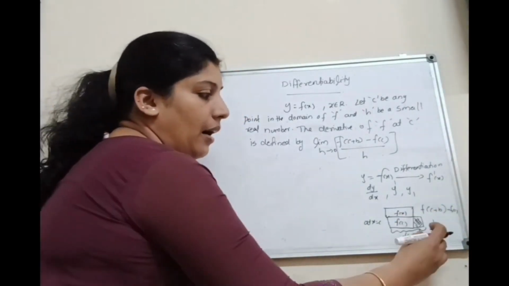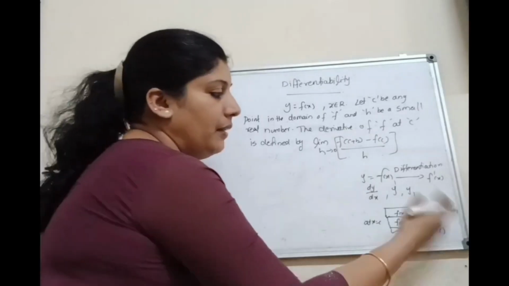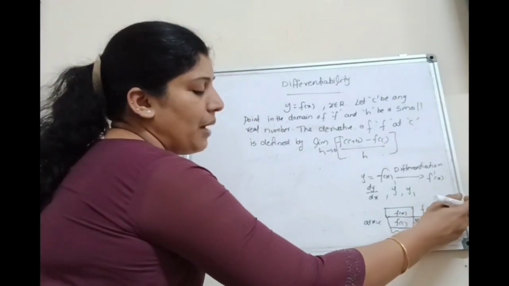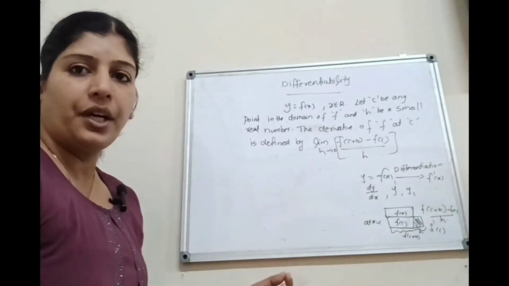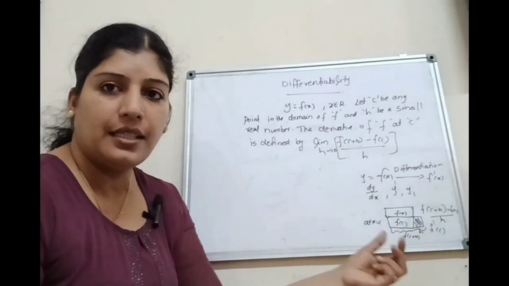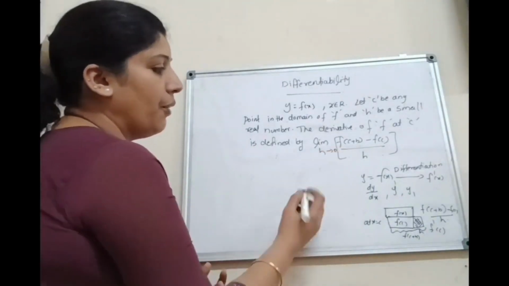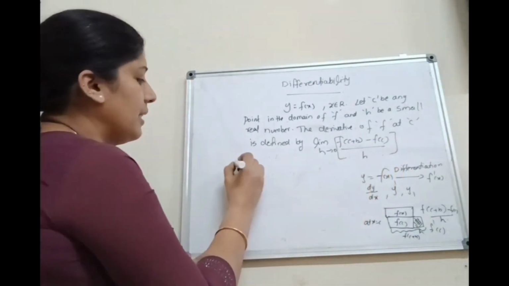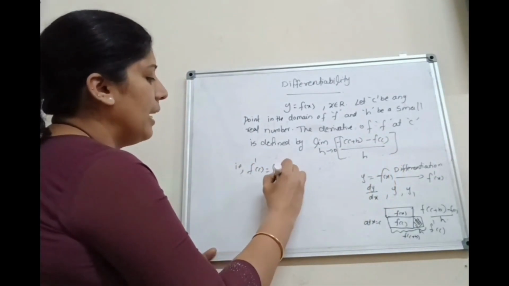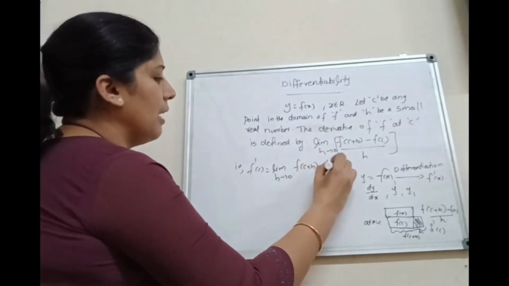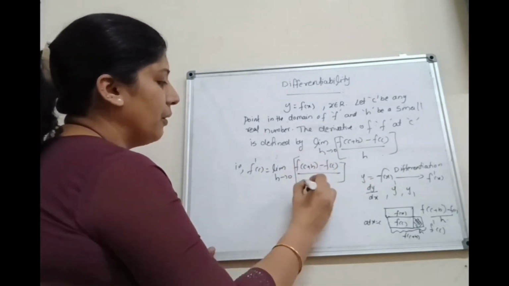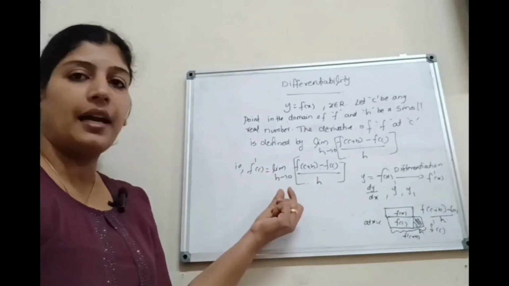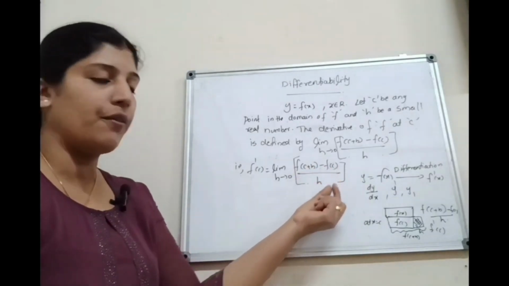At the same time, h is the rate of increment, therefore we divide throughout by h. Then limit h tends to 0, f of c plus h minus f of c divided by h. This gives the rate of increment of the function, that is, the derivative of the function. Therefore, f dash of c equals limit h tends to 0 of f of c plus h minus f of c divided by h. That is the rate of increment of the function, denoted by the derivative of the function.